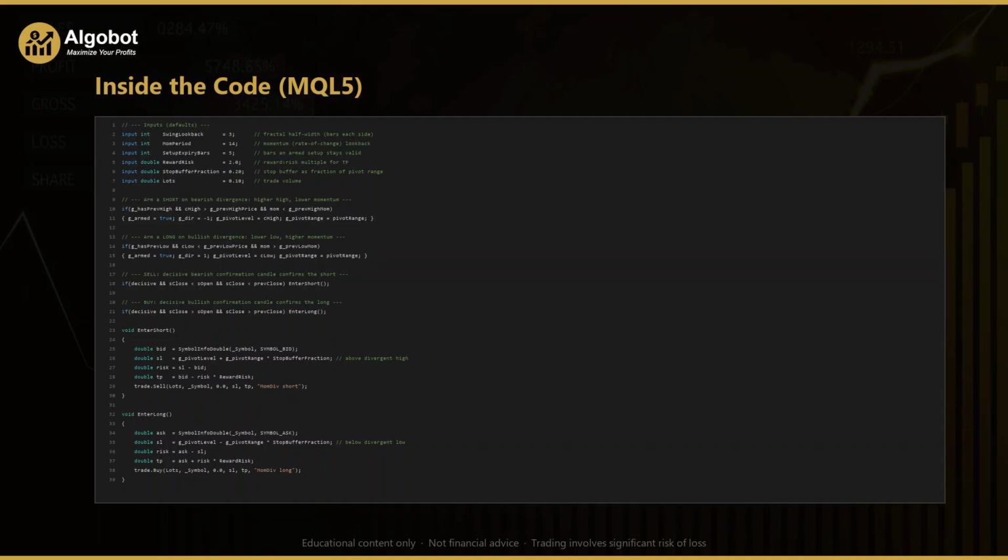Below that are the 2 confirmation conditions. For the sell, the code checks that the just closed candle is decisive, closes below its open, and closes below the prior bar's close. Then it calls enter short. For the buy, the same candle must be decisive, close above its open, and close above the prior close. Then it calls enter long.